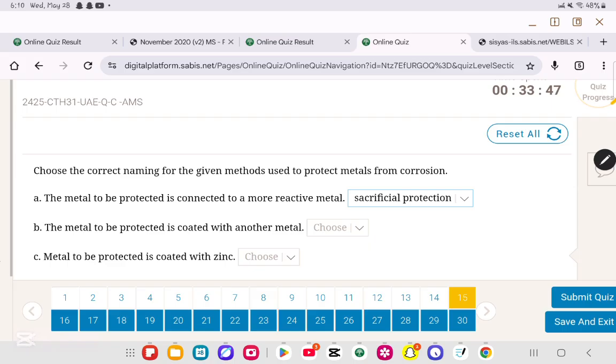The metal to be protected is coated with another metal. When you see the word coated directly, you know it's electroplating. And whenever you see it's coated with zinc or it's plated with zinc or whatever, you will know that it is galvanizing.